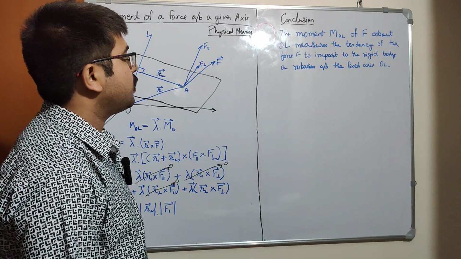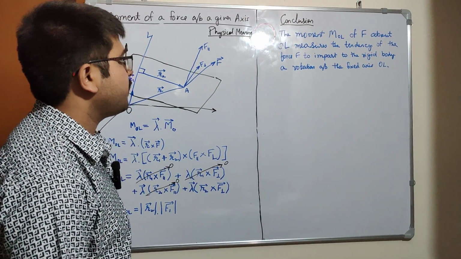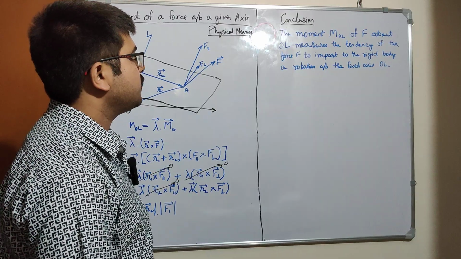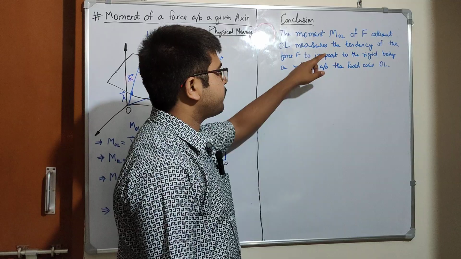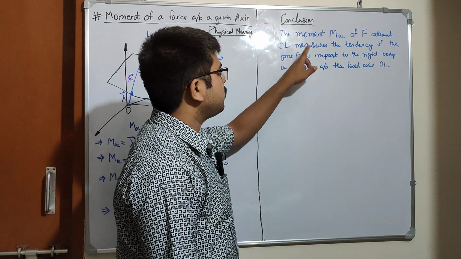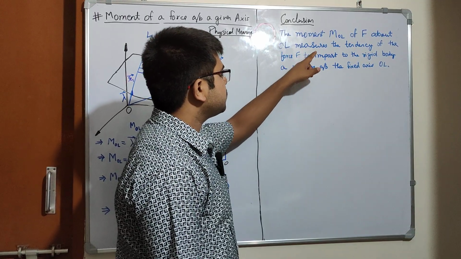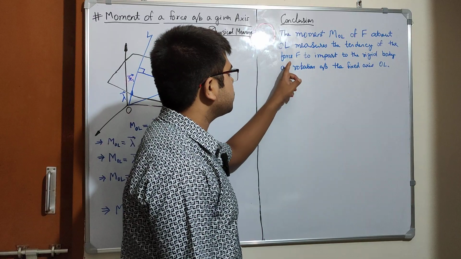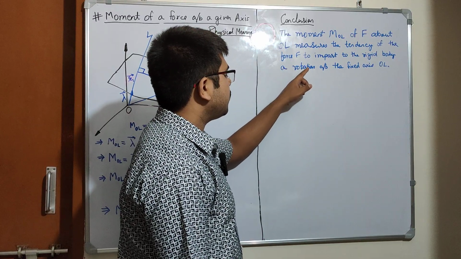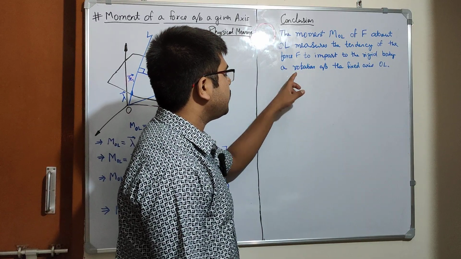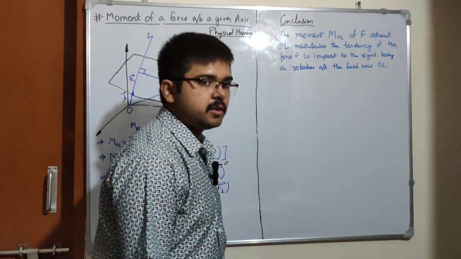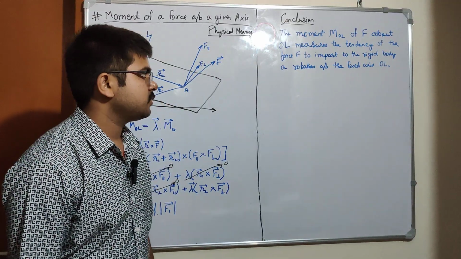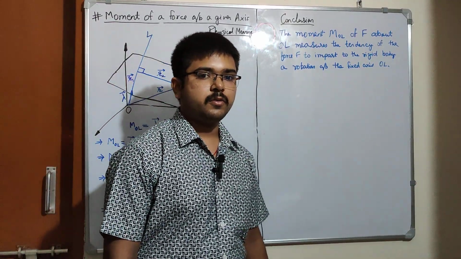Now, the conclusion of this derivation is that the moment MOL of force F about OL measures the tendency of the force F to impart to the rigid body a rotation about the fixed axis OL. So that was the conclusion for today.